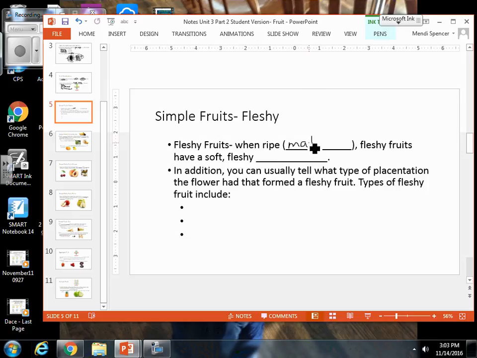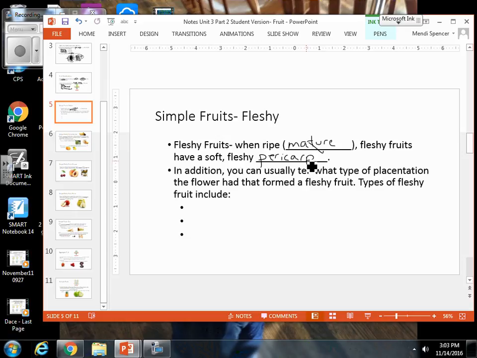So if it is ripe, it is mature. And fleshy fruits, when their pericarp is mature, it is soft and fleshy. Fleshy fruits have soft, fleshy, squishy pericarps. Remember, your pericarp is just that outer ovary wall.